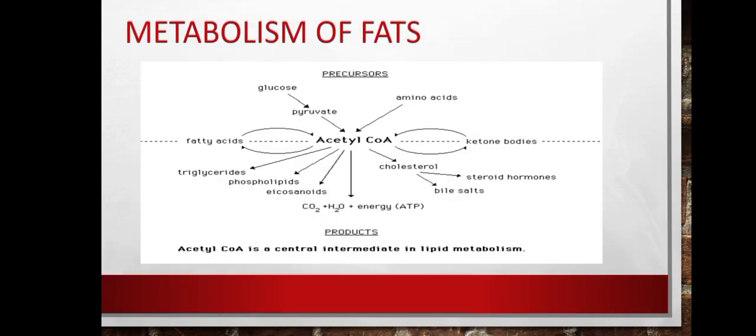Metabolism of fats. Fatty acids are converted into acetyl coenzyme A, and acetyl CoA is further converted into ketone bodies. Then ketone bodies are stored as an energy reservoir. As you can see in the image, acetyl CoA can also be converted into triglycerides, phospholipids and eicosanoids. It also gives energy in the form of ATP, water and carbon dioxide molecules on disintegration.